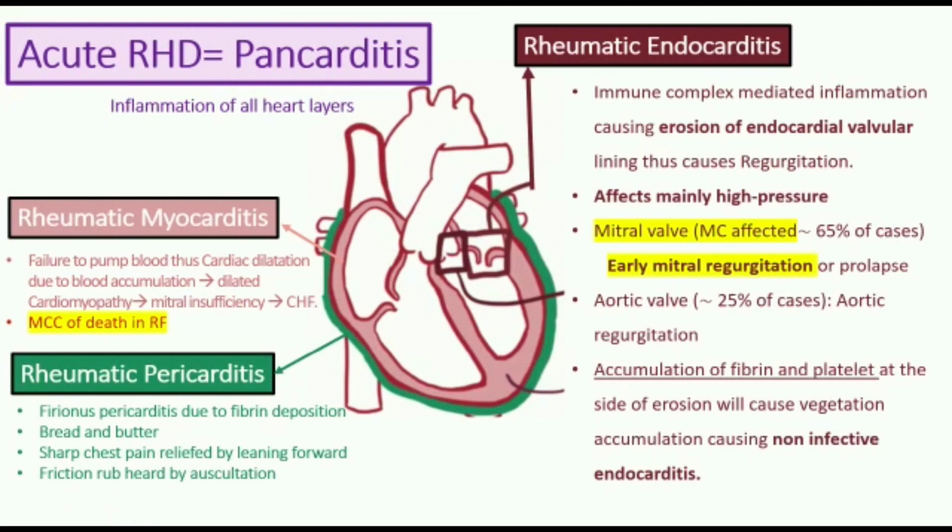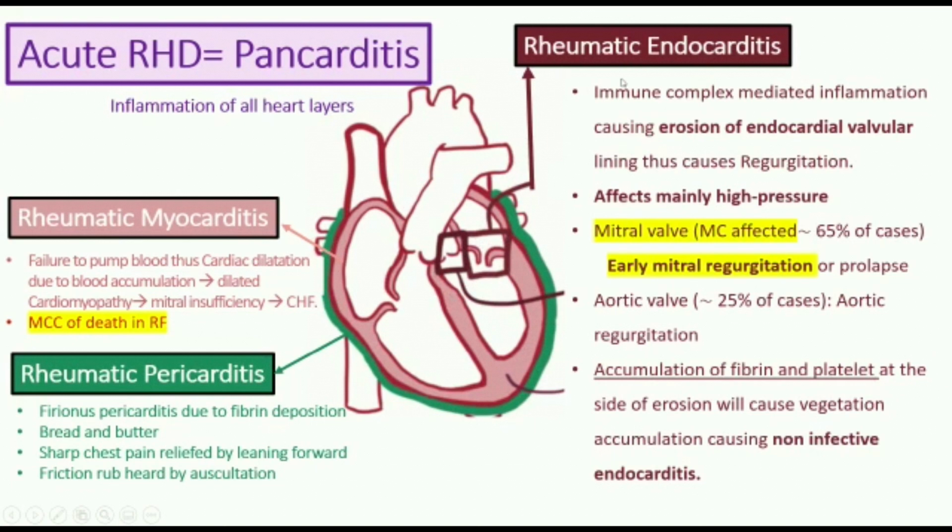And when you auscultate the patient's chest, you will hear a friction rub. Then, if the myocardium was involved in rheumatic fever, it will cause rheumatic myocarditis, and this is the most common cause of death in patients with rheumatic fever. So the inflamed myocardium will be tired and cannot pump the blood adequately, so the blood will accumulate here, causing cardiac dilatation and dilated cardiomyopathy, and this will result in mitral insufficiency and congestive heart failure.